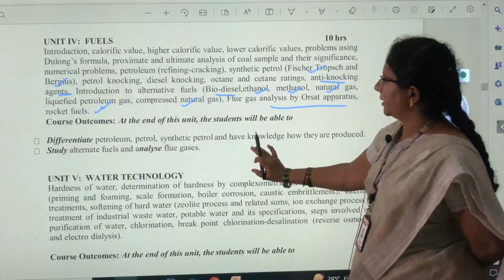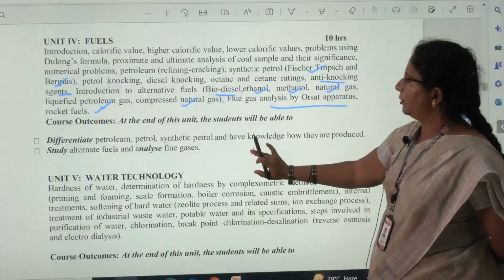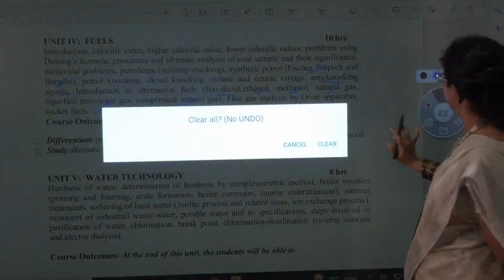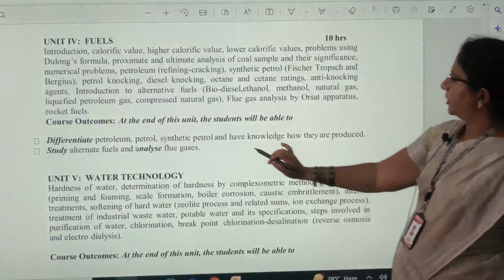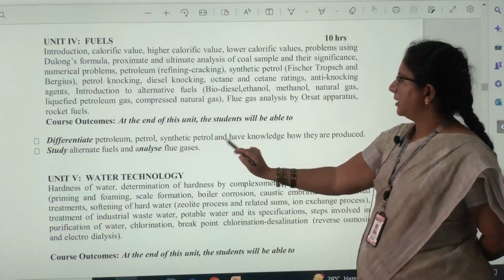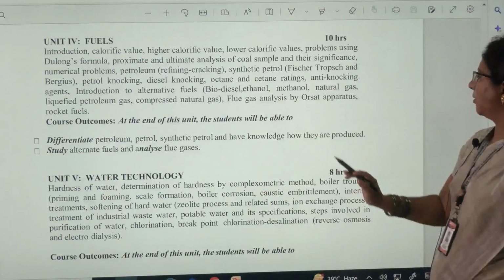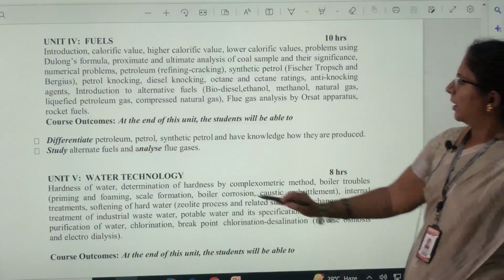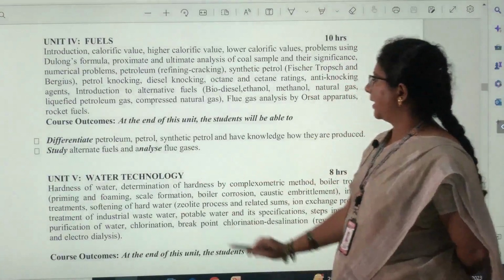And the outcome of this unit is that the student will be able to differentiate petroleum, petrol, and synthetic petrol, and they will gain the knowledge of how they are produced. And they will study alternate fuels and analyze flue gases.